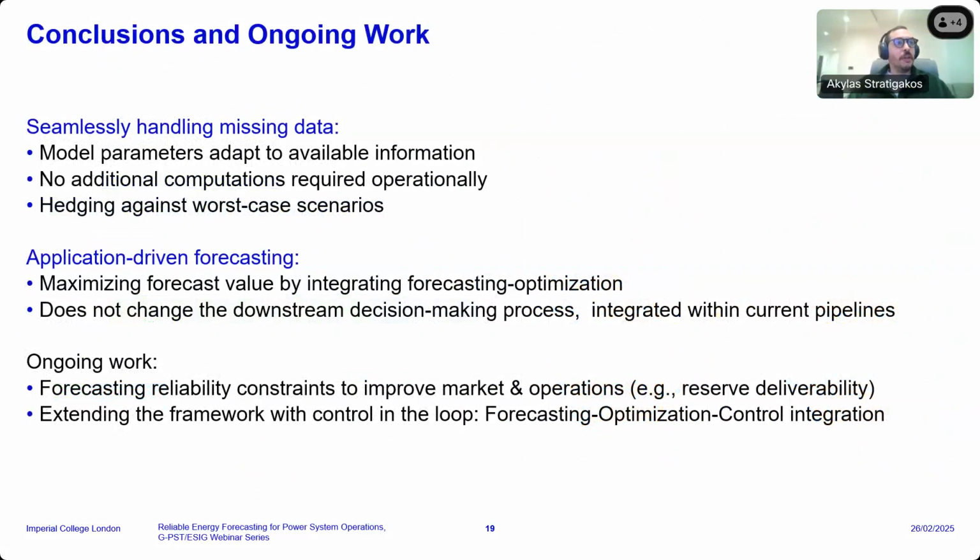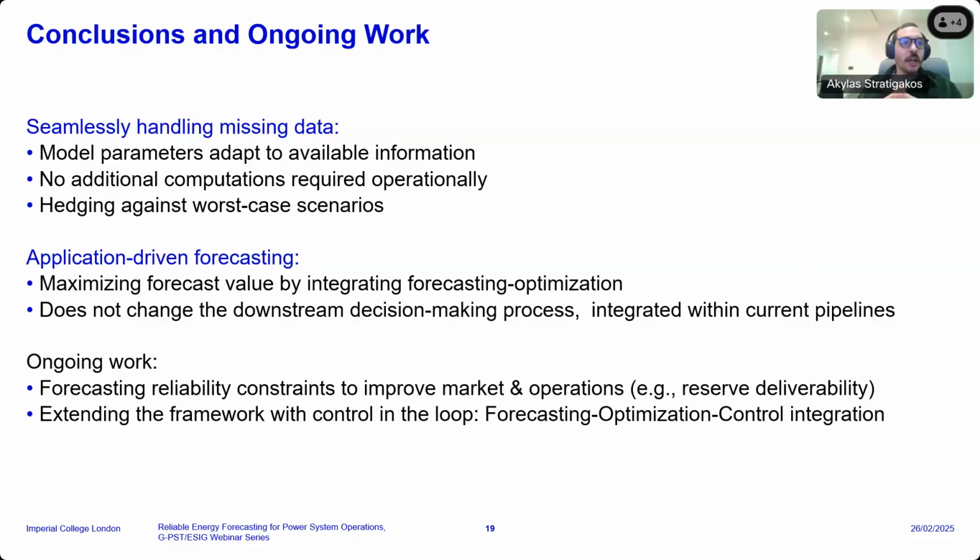To summarize our work shown here today, in the first part, we dealt with the resiliency problem in our forecasting pipelines, and we developed methods to seamlessly handle missing data operationally. The proposal is to make the parameters of our model adaptive to the availability of input information, and this does not require any additional computations operationally, so it's lightweight and can be deployed within operational pipelines, and it also provides hedging effectively against worst case scenarios.